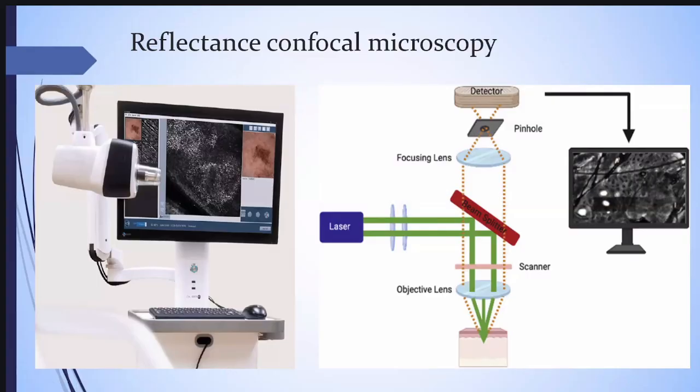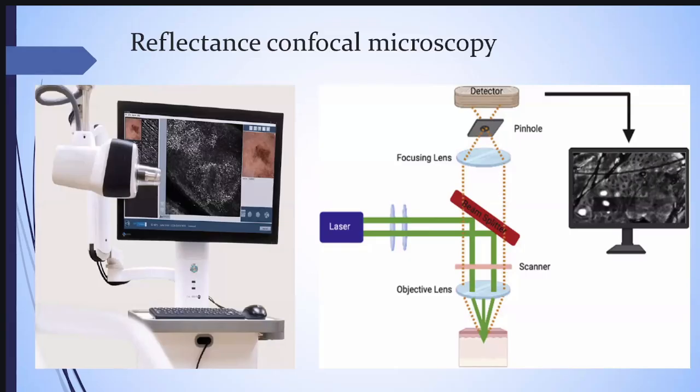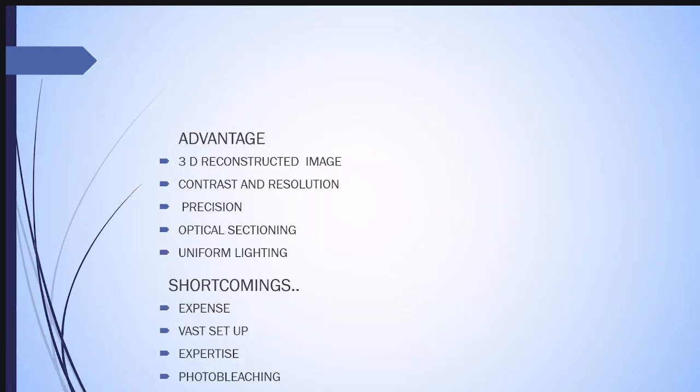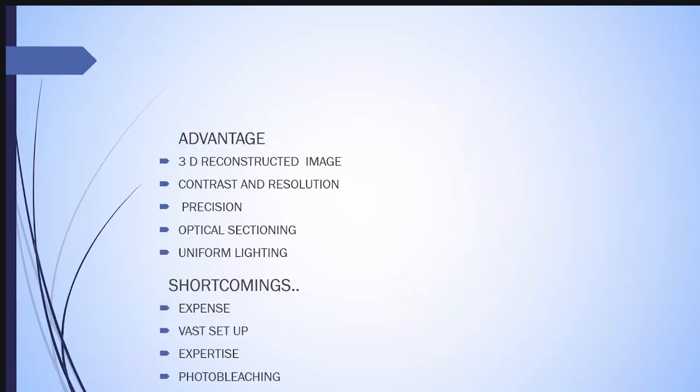Here, the advantages are, it's of course a 3D reconstructed image. And second, the contrast and resolution will be excellent here. It's very precise, it is excellent, and the optical sectioning is done. See, in histopathology, normally when we do a biopsy and take a tissue like this, we make sections like this along the coronal plane, along the axial plane, and then we study at different levels, especially when it comes to malignancy. So the same optical sectioning is possible in this confocal microscopy, and the lighting is also uniform.